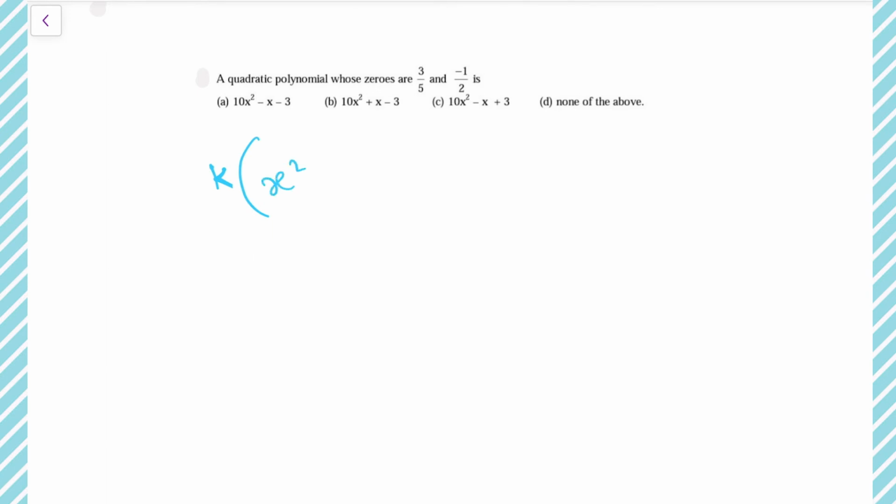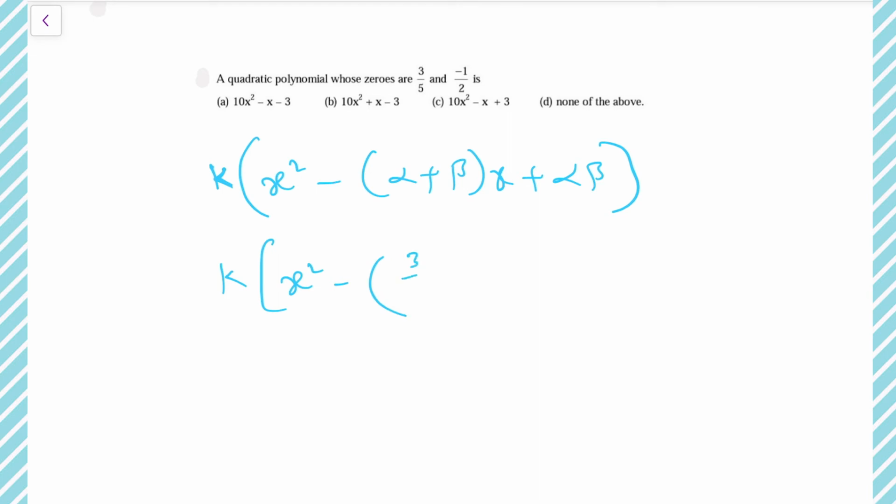Next question. A quadratic polynomial whose zeros are 3 by 5 and minus 1 by 2. So the formula we have is k into x square minus alpha plus beta into x plus alpha beta. K into x square minus, alpha is 3 by 5, beta is minus 1 by 2, into x plus alpha is 3 by 5 into beta is minus 1 by 2.